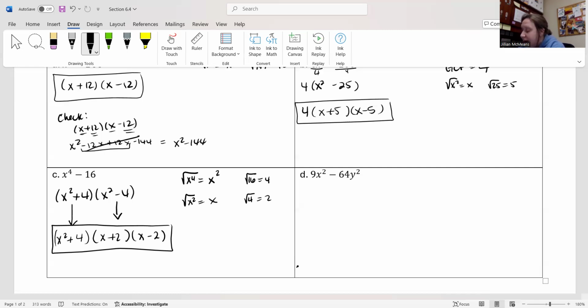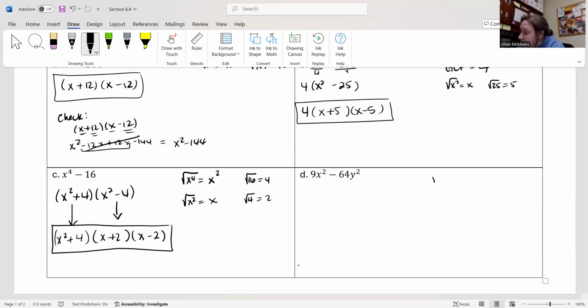Okay? Now, last up, we have 9x squared minus 64y squared. We do not have a GCF here, but we do have two terms, okay? We are subtracting, and everything is a perfect square. 9 is a perfect square, 64 is a perfect square, x squared is a perfect square, y squared is a perfect square. So we have difference of perfect squares here.